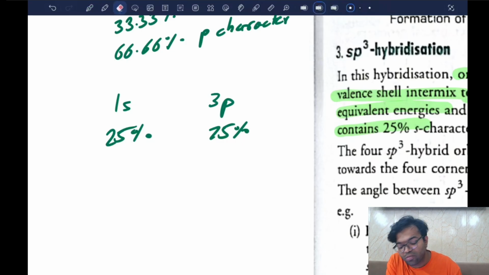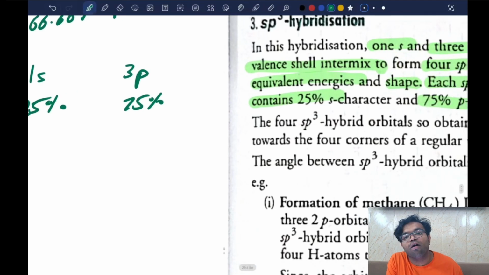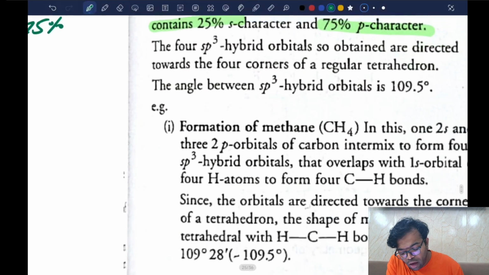Some nuanced questions are going to be asked regarding this section in the later chapters. Because of the s character, electrons are brought closer or something like that. A lot of theories, we'll discuss this later.